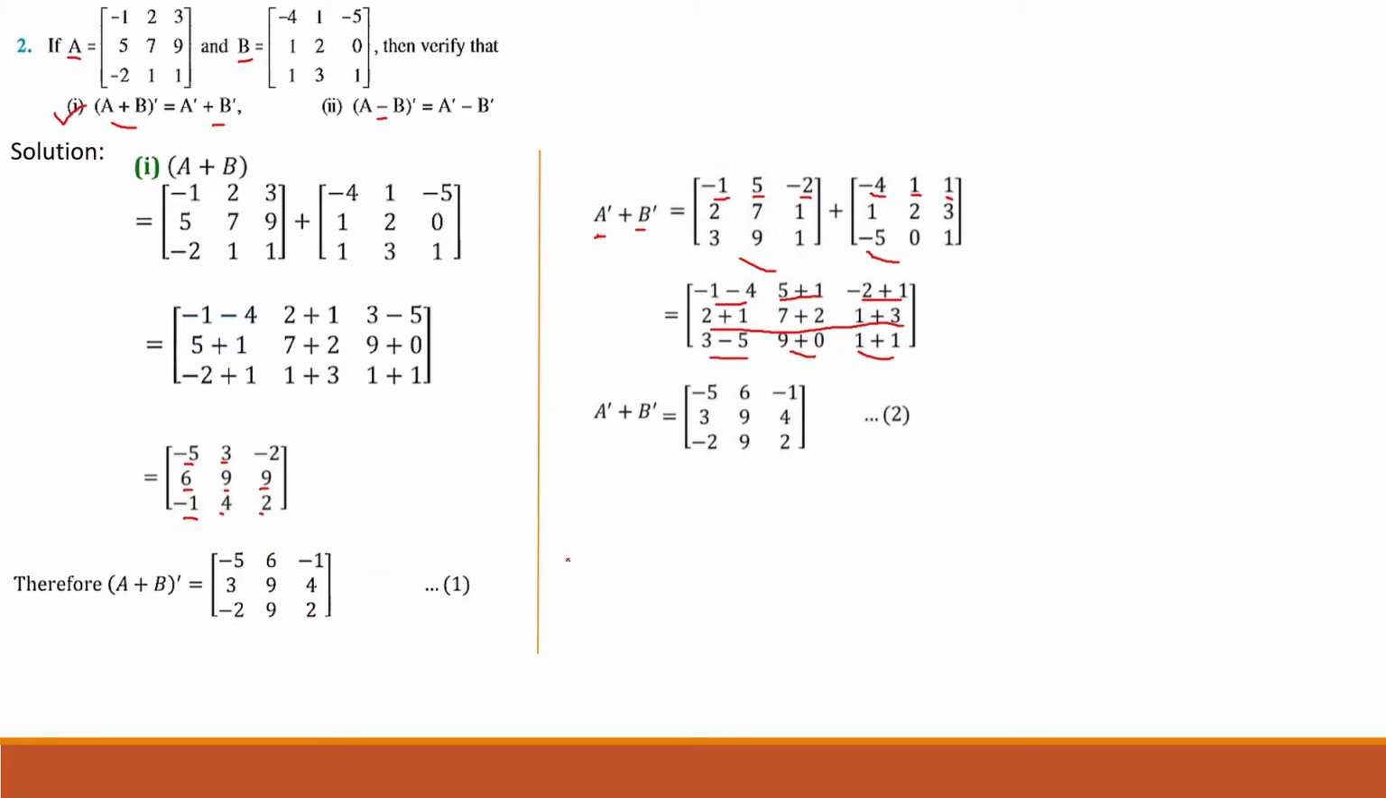So we can clearly see that equation 1 and equation 2 both are equal. So therefore we can say that A plus B the whole transpose is equal to A dash plus B dash. You can pause the video to note this down.